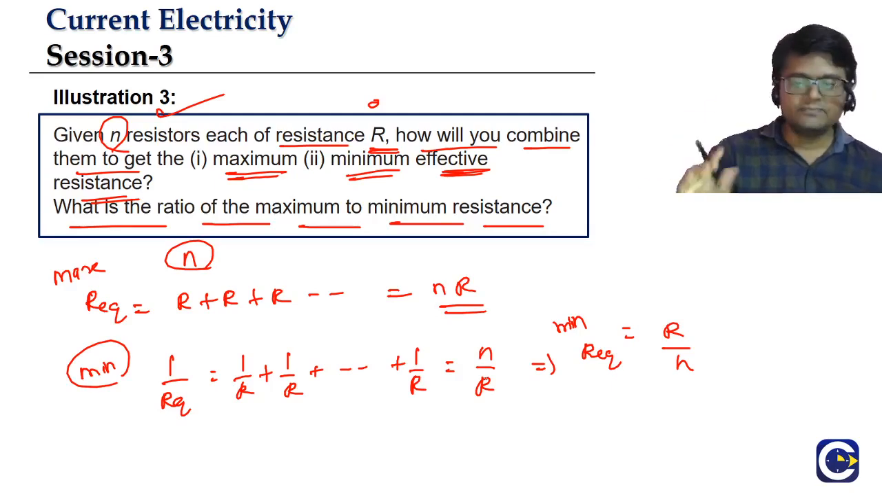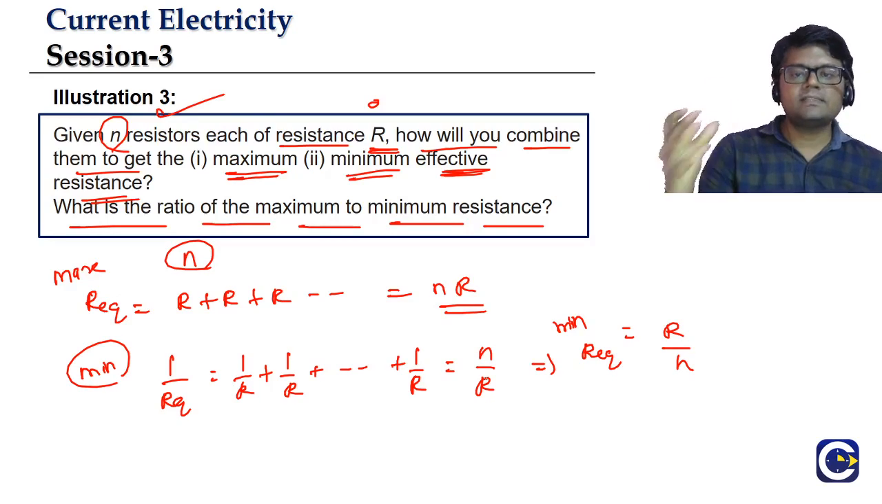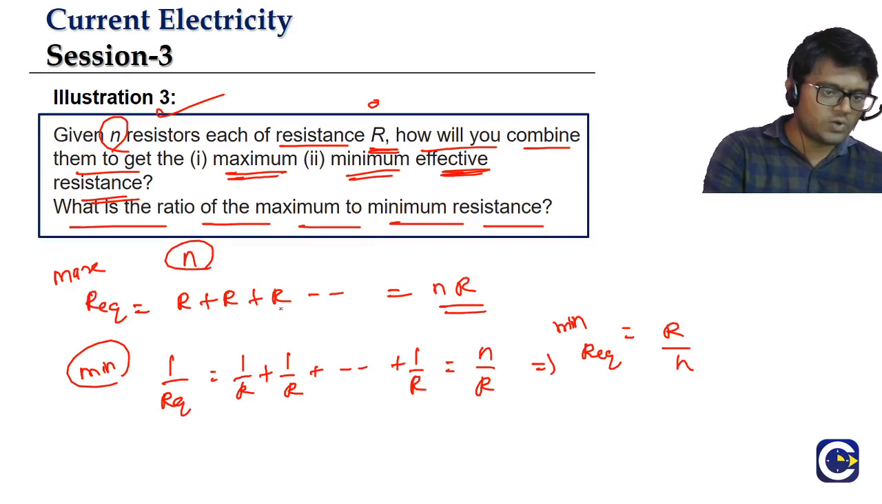If you have N number of resistors and we keep them in parallel, what is the equivalent resistance of that combination? It will be R by N. Now the other part of the question is, what is the ratio of the maximum to minimum resistance? What is the answer, guys?